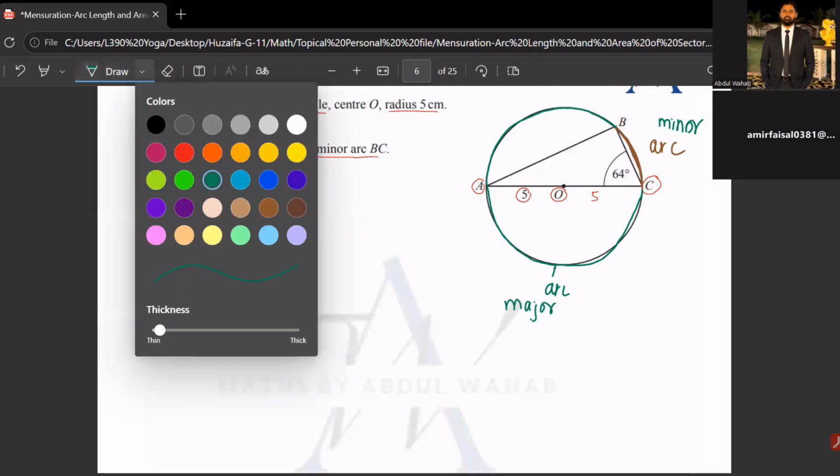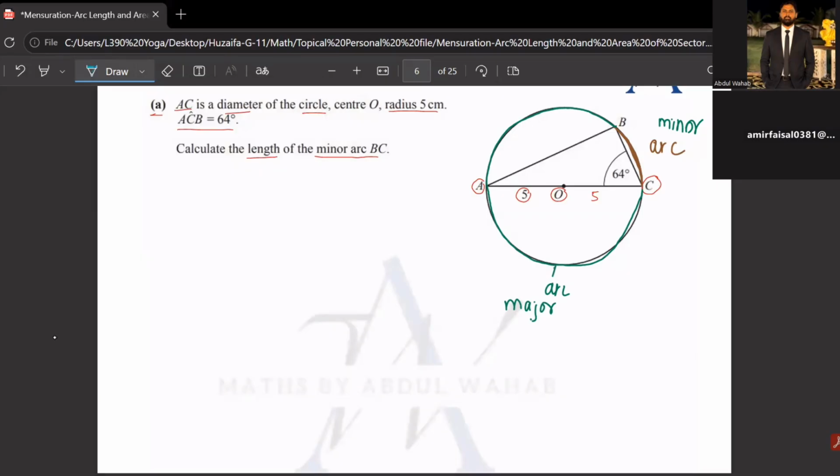Second, the most important thing is that if we discuss about the minor arc or major arc, wherever the arc starts and wherever the arc ends, here the arc starts at B and ends at C. So from those 2 points, we need to make a line to the center of the circle. The angle made at the center of the circle, we call it x degree for the minor arc.